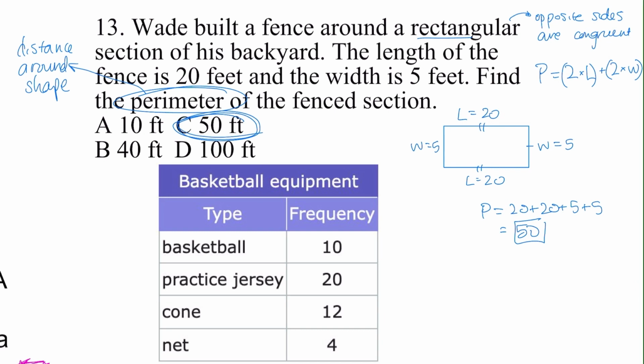So for this question, you have to figure out the perimeter, which is the distance around the shape. The opposite will be area, which is the space inside a shape. And for a rectangle, opposite sides are equal, so you can use this formula to figure out the perimeter.